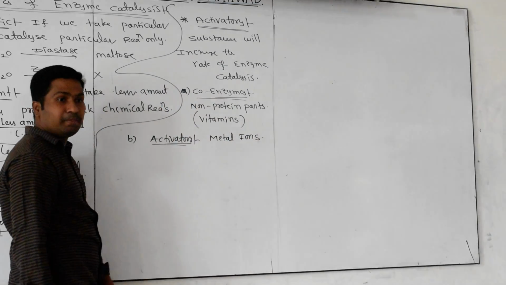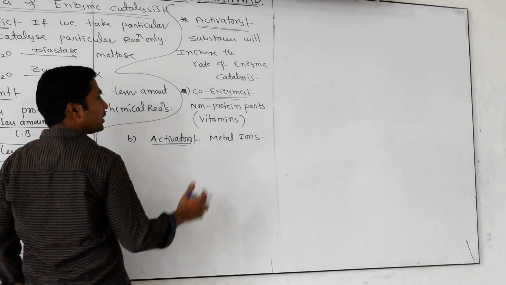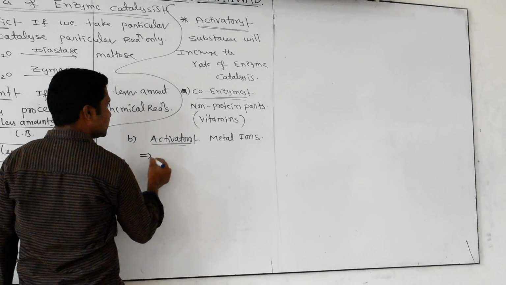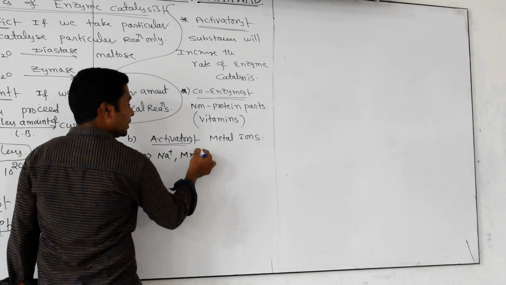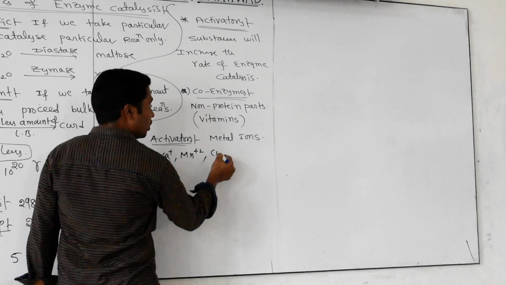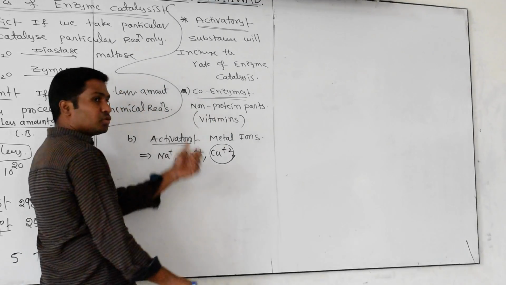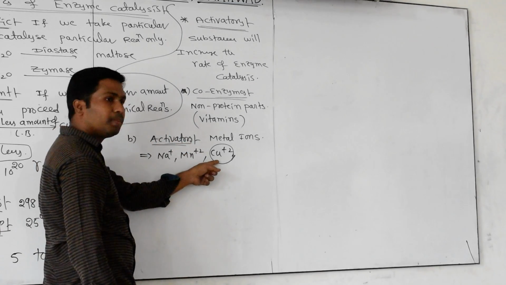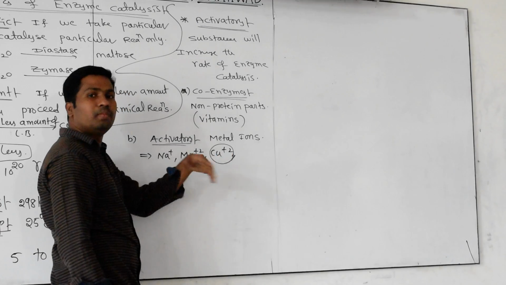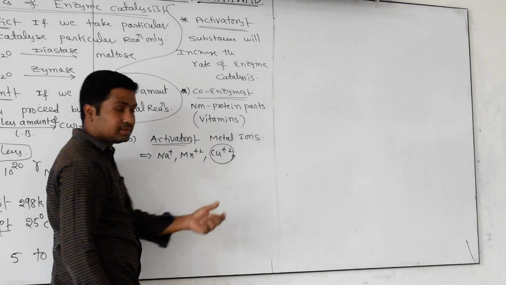Minerals also play a very important role in the speed of enzyme catalysis. Do you know which metal ions are very important for our body's functioning? Sodium ions, manganese Mn+2, and also copper. Nowadays in RO purifiers we use copper coils, and copper vessels and glasses. This is because a little bit of copper is very important for the whole metabolism. Indirectly it affects the speed of enzyme catalysis.